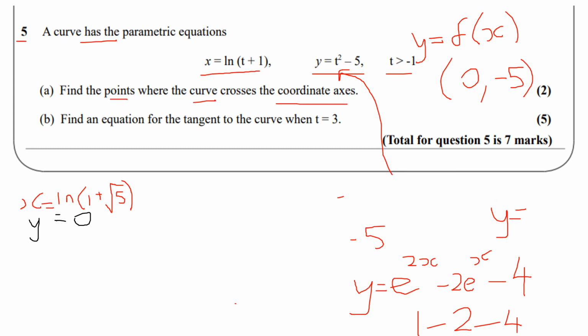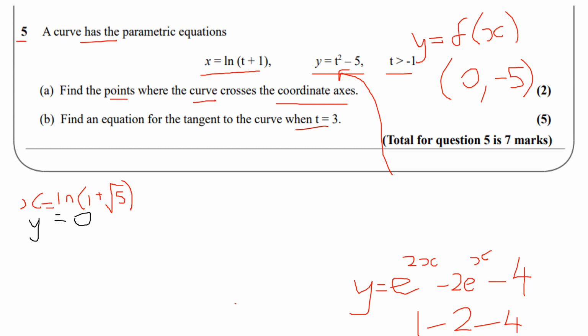Okay, what can I do now? Well, part B says find the equation of the tangent to the curve when t is 3. I'm going to put t is 3 into here, and then I'm going to differentiate this, and obviously sub in the x-coordinate for t, and then that will give me the gradient here.